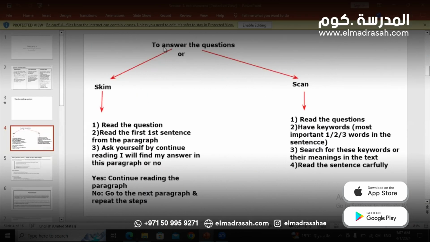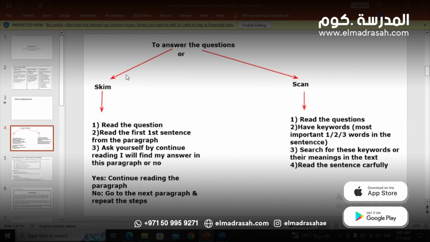Now we are in the reading part. In the reading part, when you want to answer reading questions, you have to follow 2 ways. You can follow any way of them. The scan way and the scan way.